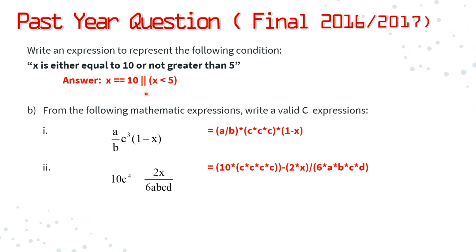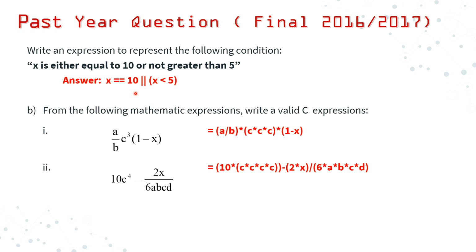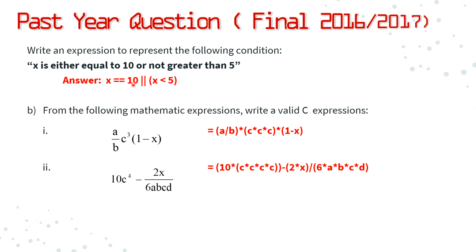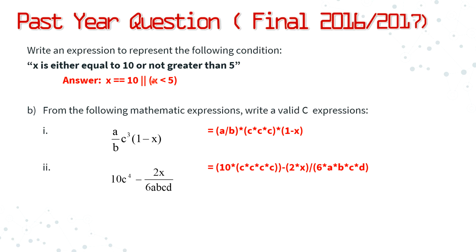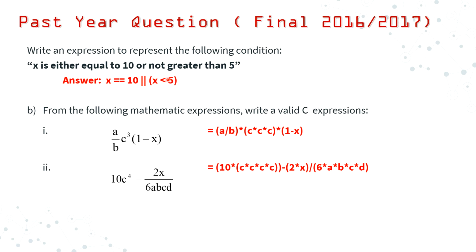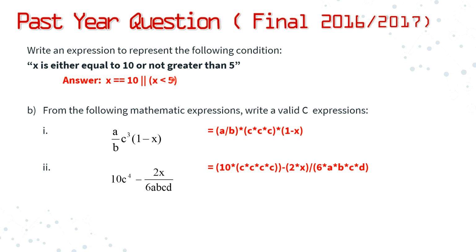Notice we use the double equal sign for equal to, and the two pipes for the logical OR. Since not greater than 5 mathematically means less than or equal to 5, we write it as x with the less than or equal to symbol and 5. Okay, that's for the first question.